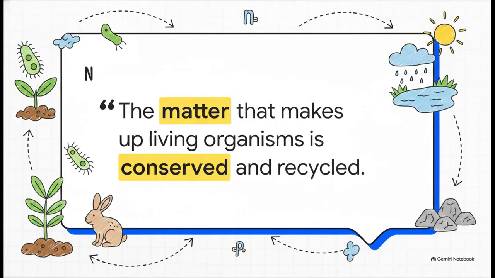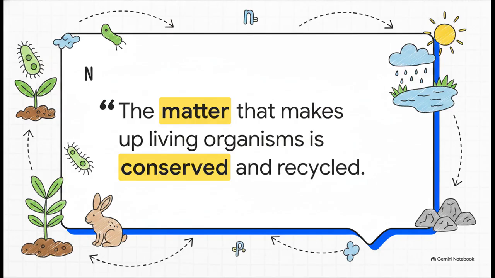Okay, misconception check time. You might think that when plants pull nutrients from the soil, or when animals drink water, that matter is somehow just used up, like it disappears. That is completely false. As this quote perfectly highlights, the matter that makes up living organisms is conserved and recycled. Elements like carbon, water, nitrogen, and phosphorus are infinitely conserved and recycled through what we call biogeochemical cycles.